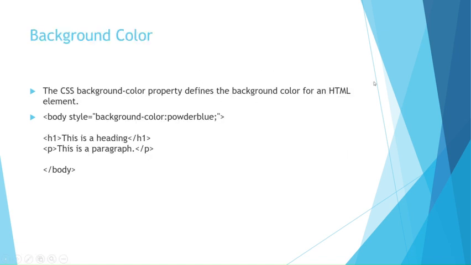So now let us know more about background color. This is one of the properties of the CSS style. The CSS background-color property defines the background color for an HTML element. Body style equals to background-color: powderblue. This works in real. I'll show you this later in the video.